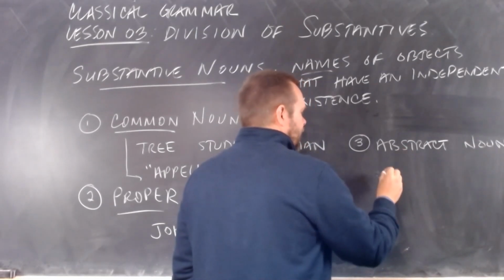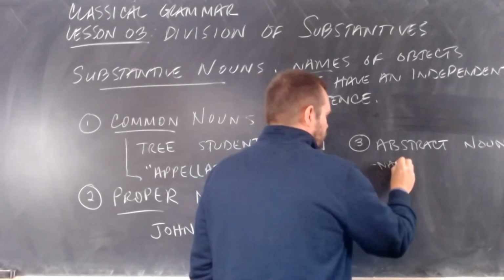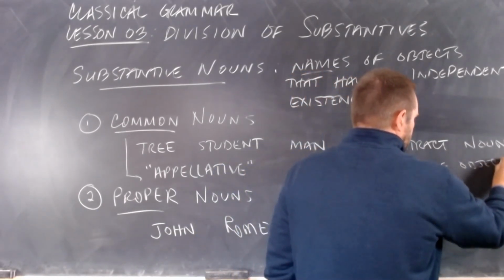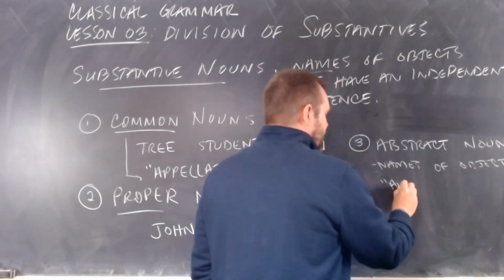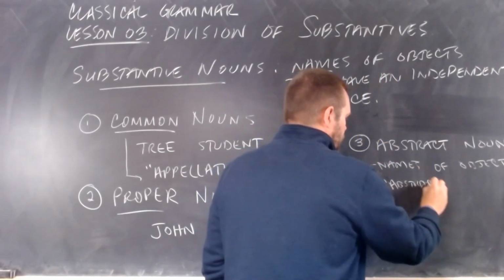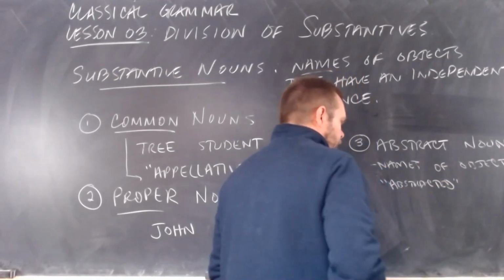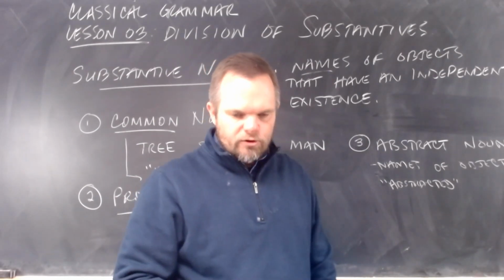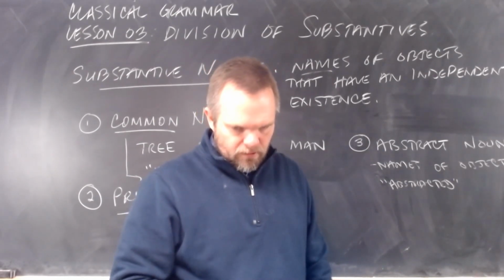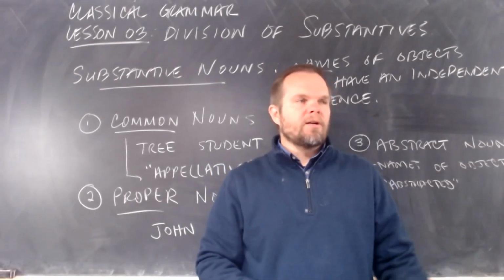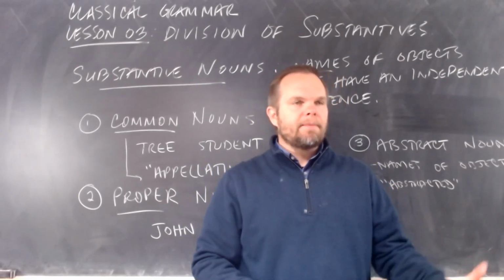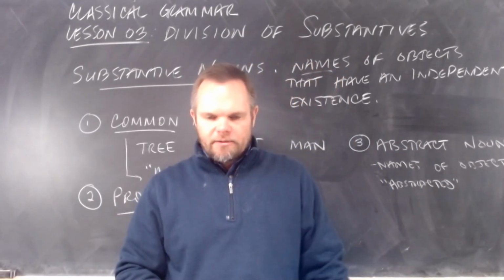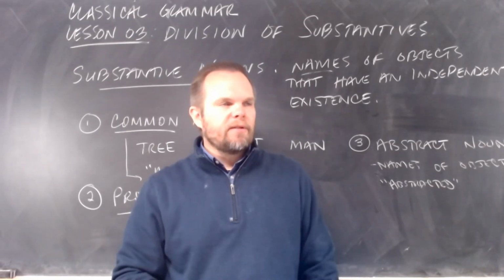So abstract nouns are names of objects that are abstracted, or drawn away, from some more concrete ideas. Remember we learned abstract and concrete in arithmetic, right? Abstract means to draw away. Our textbook even has it for us.